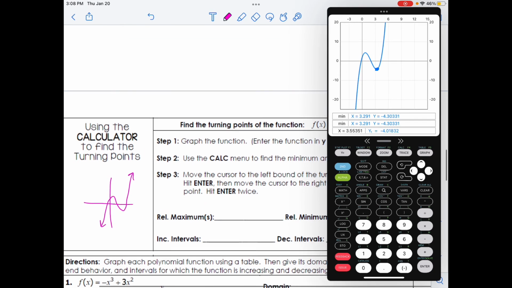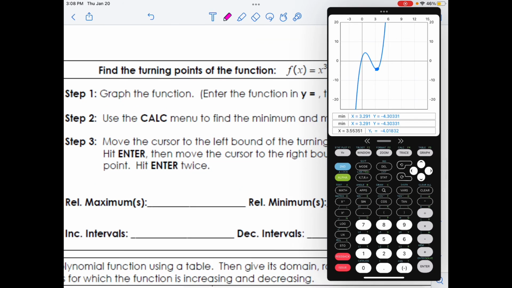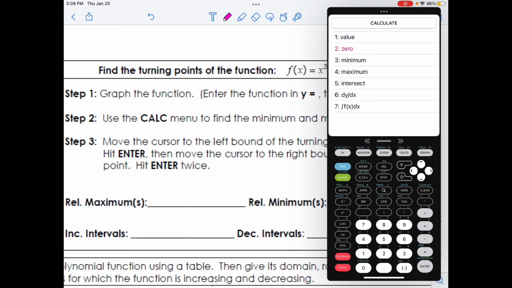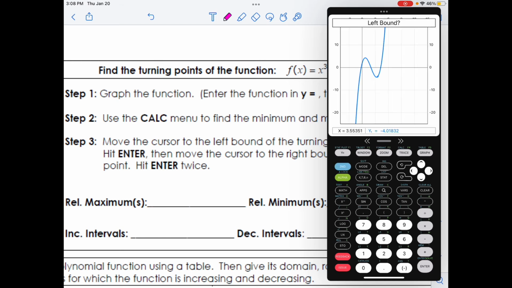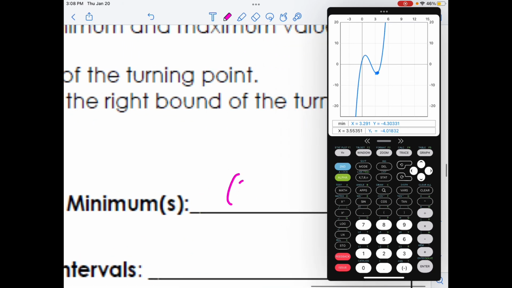Now, how do I find the maximum and minimums exactly? It's the same way we used to. Second, trace, and then they give you minimum and maximum. The only thing is you got to know where the minimum and the maximum is. I just clicked minimum, so I got to do this point down here. Left bound is to the left, right bound is to the right, and then it actually approximates my exact point. So I would say for my relative minimum, 3.3-ish. Depends what it asks you.